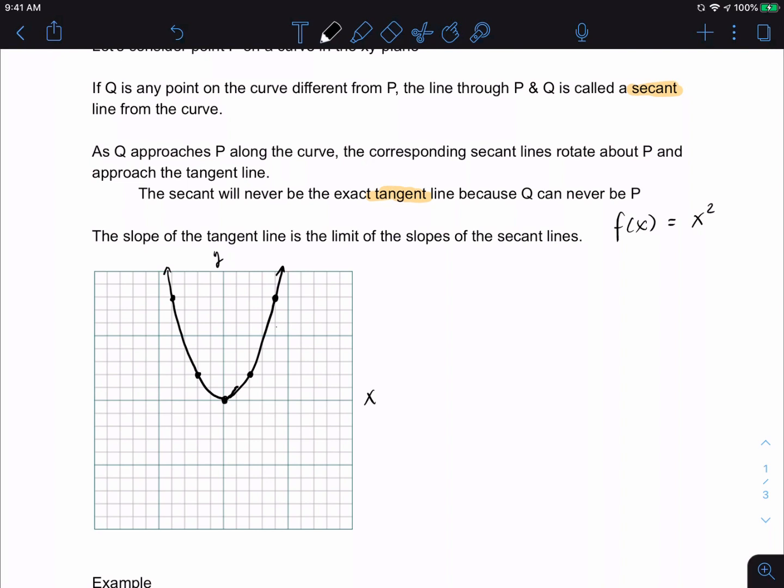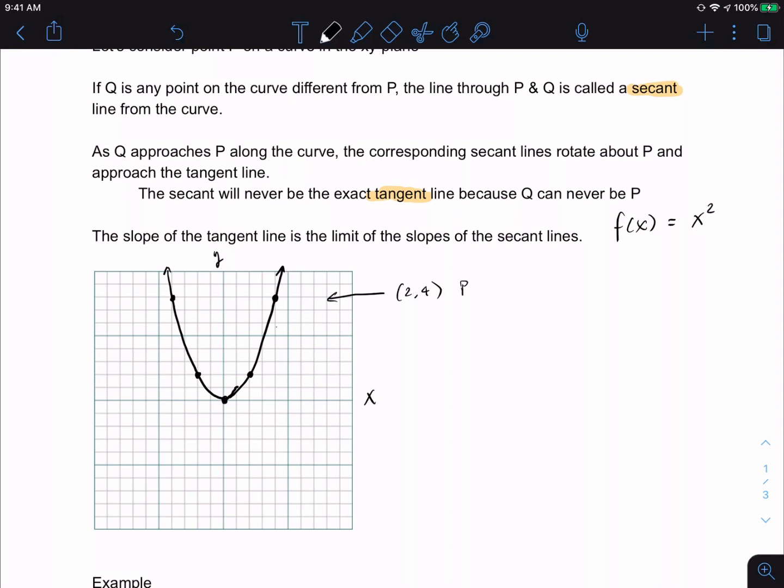So the first thing that we're going to talk about is the secant. And so with the secant, what ends up happening is it says that if Q is any point on the curve different from P, then the line through P and Q is the secant line. So something important. I'm going to call this point right here my P. Okay? So this point here at 2, 4 is going to be my point P. That's where I'm going to try to find a tangent.